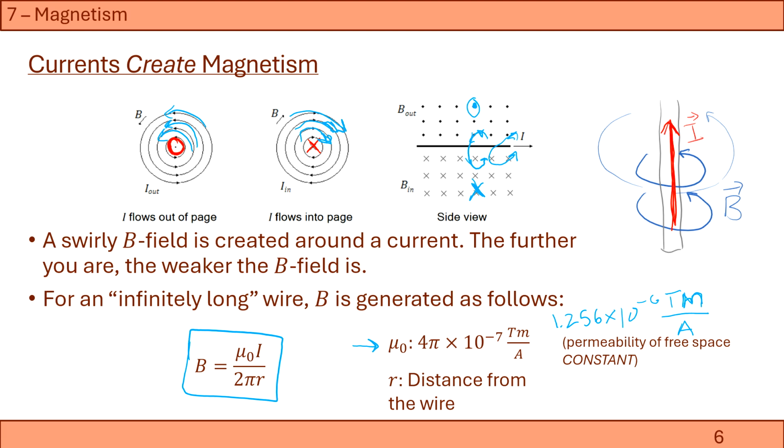And r is the distance from the wire. If you're interested in the point here, let's call this point P, and you're asking what is the magnetic field at point P? Well, you need the distance that goes directly from the wire that has the current to that point P. That's going to be r, which you plug into the equation.